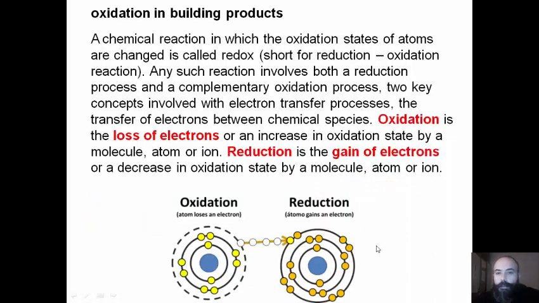A chemical reaction in which the oxidation states of atoms are changed is called redox. It's short for reduction-oxidation reaction. Any such reaction involves both a reduction process and a complementary oxidation process, two key concepts involved with the electron transfer process, the transfer of electrons between chemical species. Oxidation is the loss of electrons. Reduction is the gain of electrons.